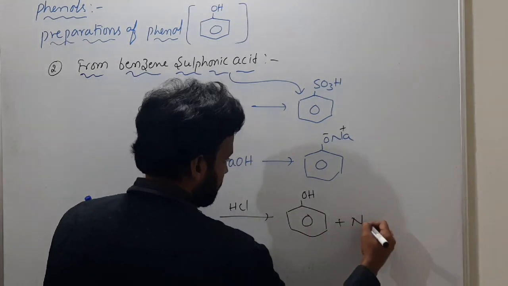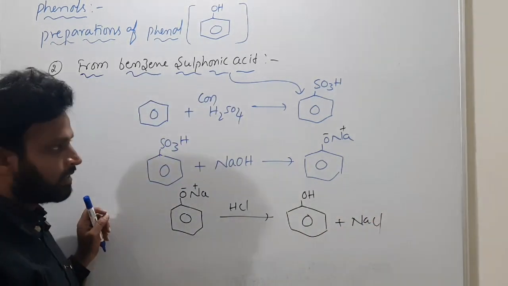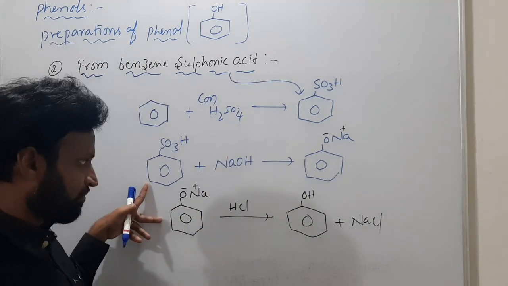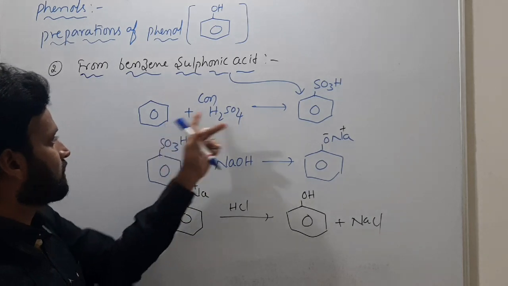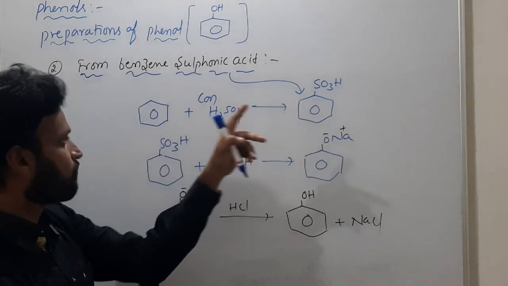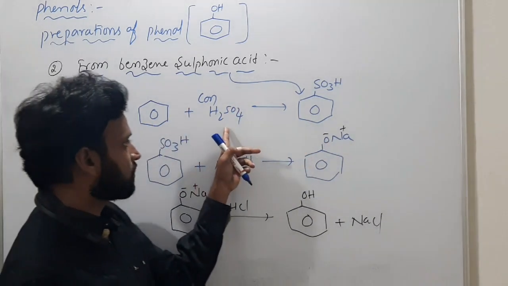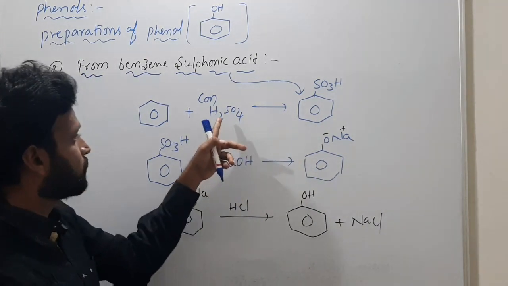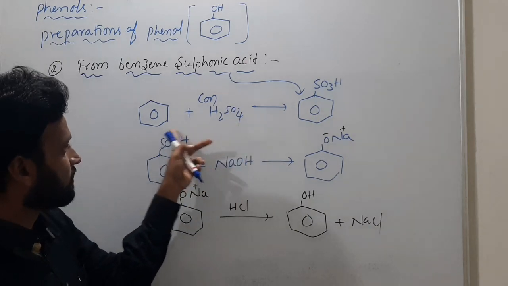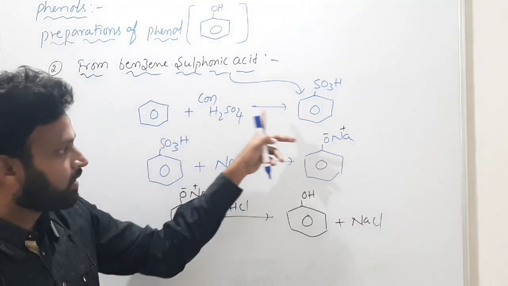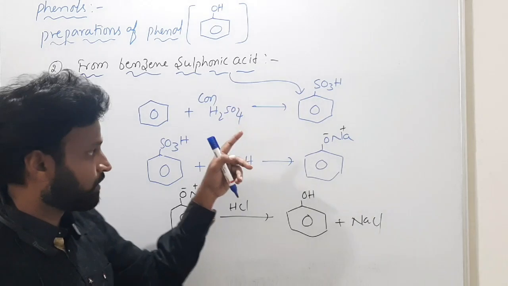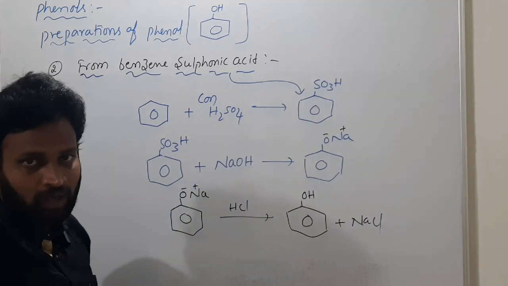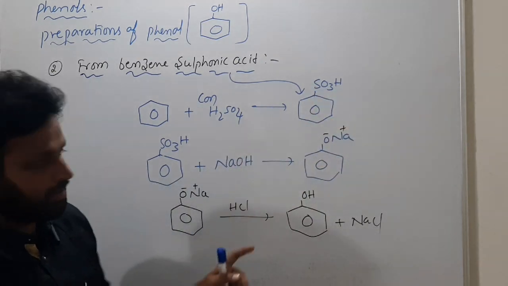Phenol plus NaCl you are having. So what here from benzene sulfonic acid, actually these two are enough, but you have to understand how benzene sulfonic acid is forming. So benzene when treated with concentrated H2SO4, electrophilic substitution reaction. Do you know this? SO3 is the electrophile in this. I told you, in sulfonation the electrophile is SO3. So SO3 becomes SO3H. Okay, the mechanism was also given in the previous class.